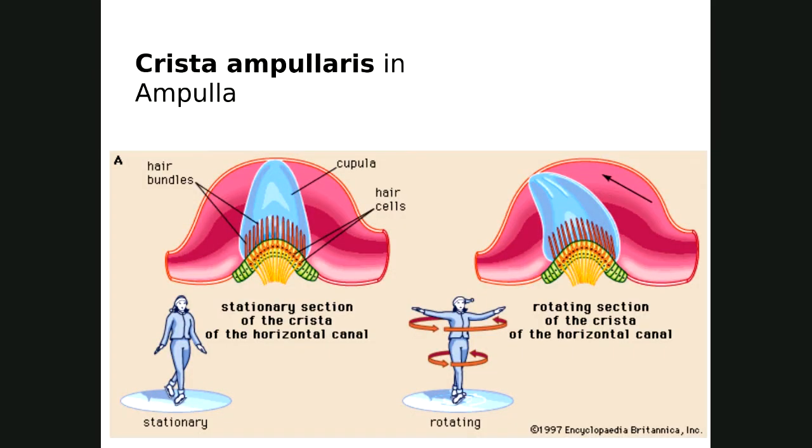So look, here she is standing, no movement, she's stationary. The fluid is not moving. If the fluid is not moving, the cupula is not moving. And if it's not moving, the hair cells are going to be straight. But the second she turns, fluid is going to move. The cupula is going to move. The hair cells are going to get bent.